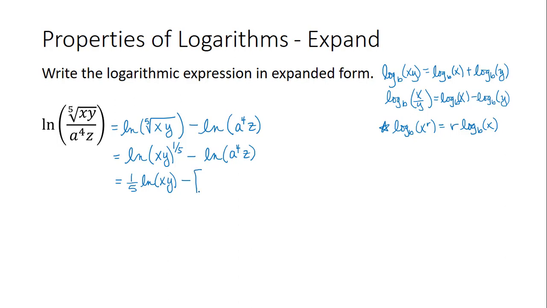minus, now we can rewrite the natural log of a to the 4 z using the sum of logs because the argument is a product. So we will need to put this in brackets because the subtraction sign will apply to everything that follows. This gives us, in brackets, natural log of a to the 4 plus natural log z.